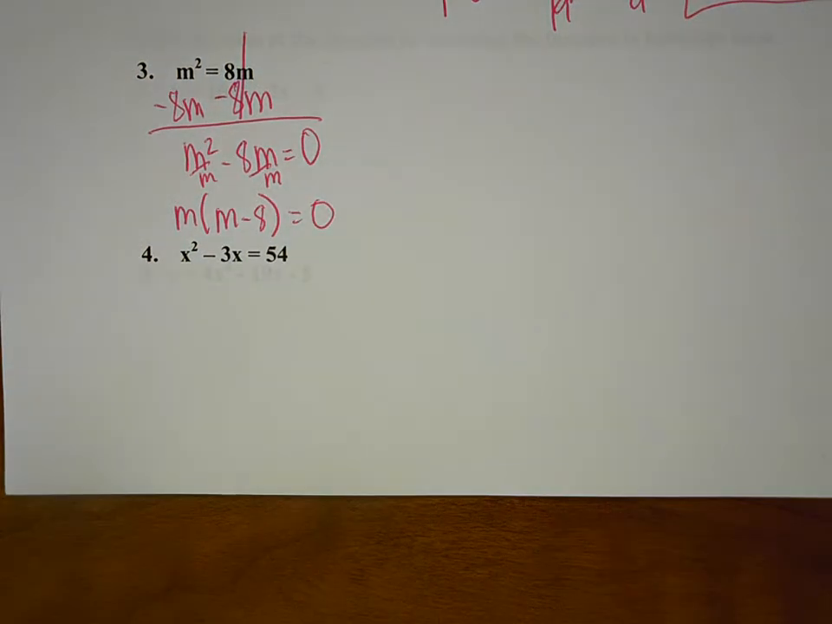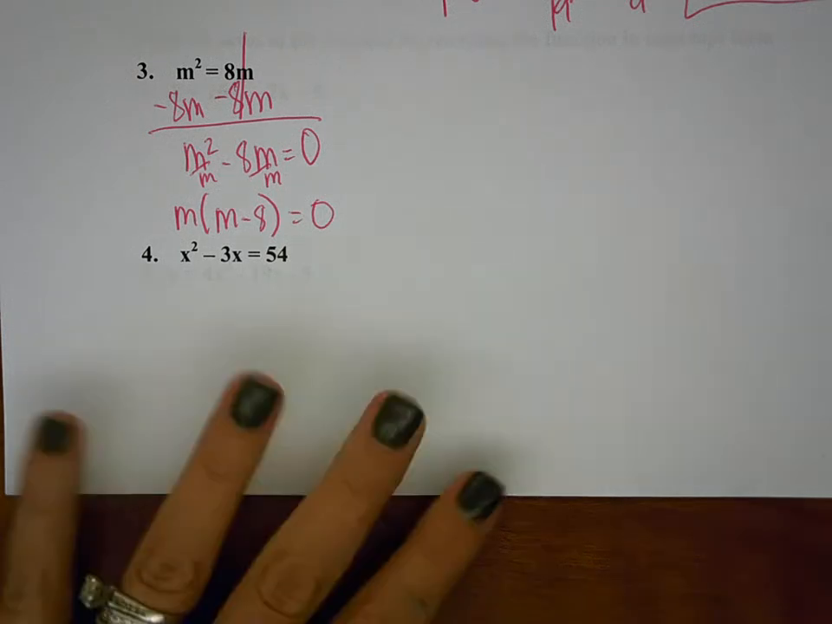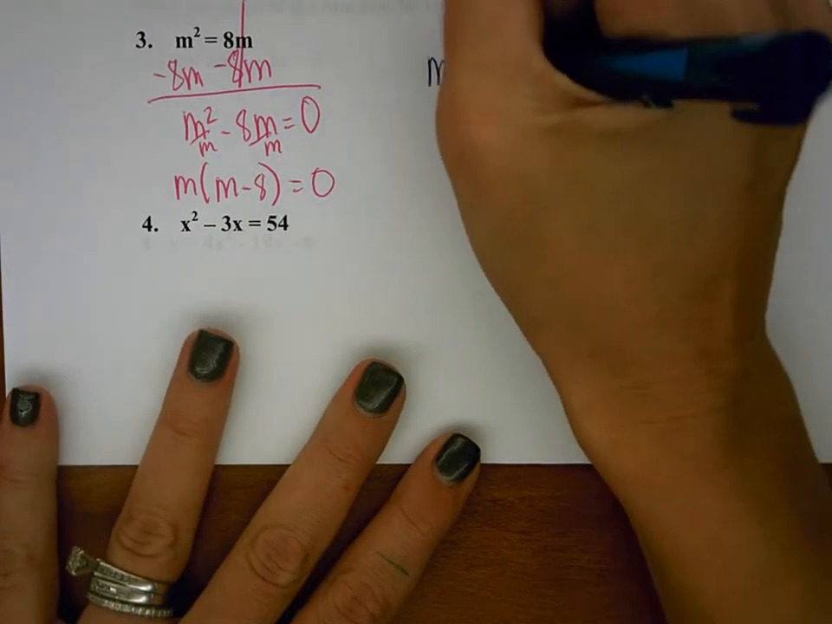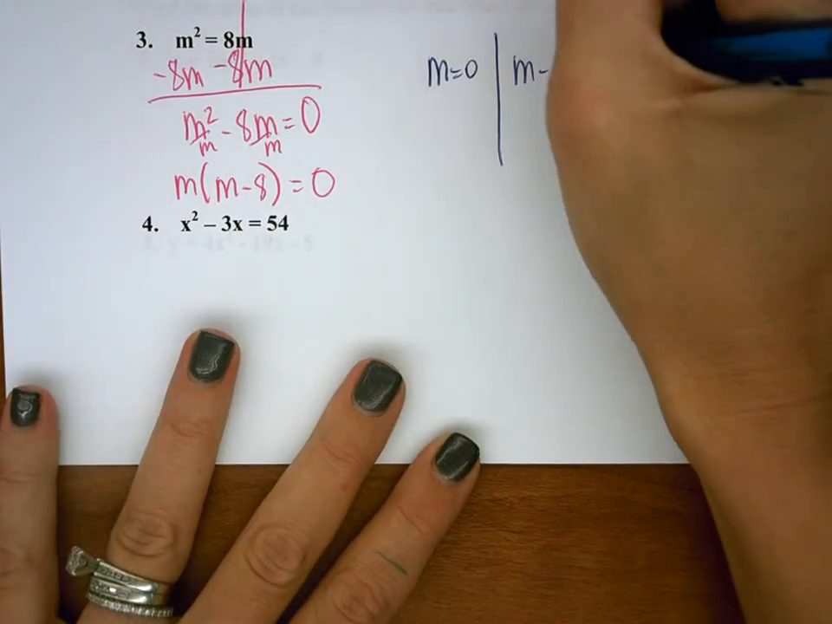And we can't factor anything. Good, and we always check if we can factor further, but I can't. And so next, make our two equations equal to 0. Good, make each of our factors equal to 0. So we have m equals 0, and we have m minus 8 equals 0.